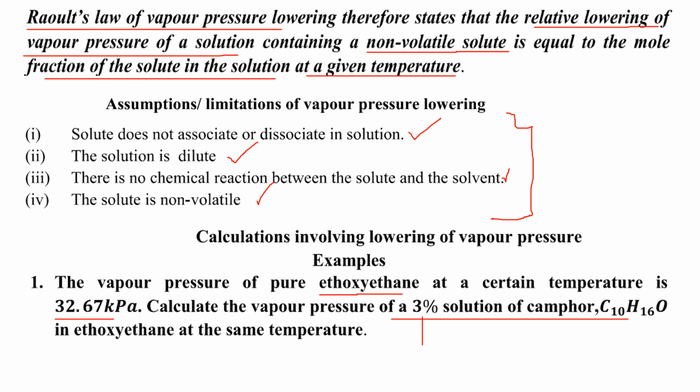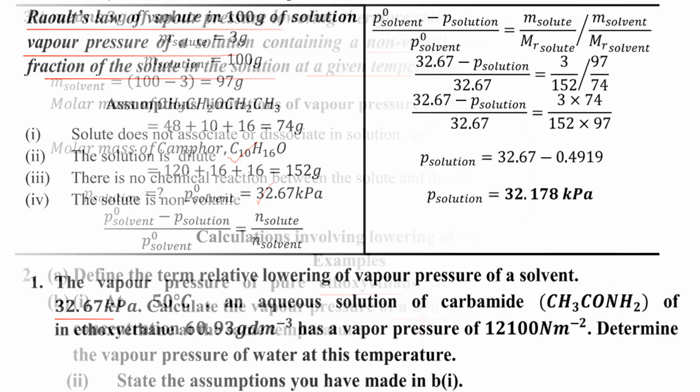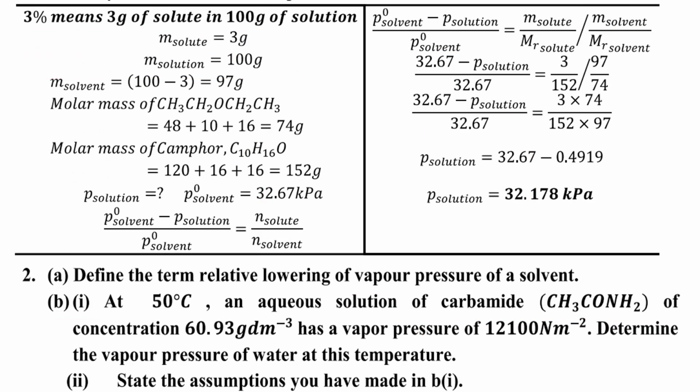Now this one is a common term and we use it mostly to trick students. So let's look at what that means. That 3% means that the solution you are dealing with contains 3 grams of a certain solute, and the mass of the solution is 100 grams in total. So the mass of the solute is 3 grams, and the solution contains a total of 100 grams.